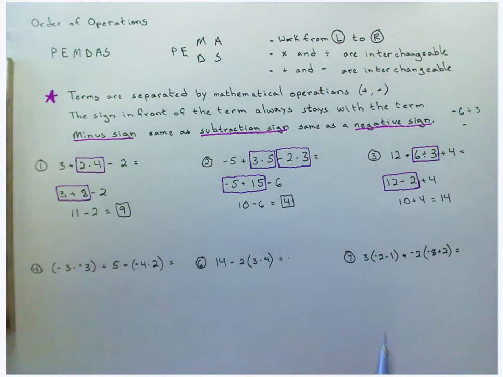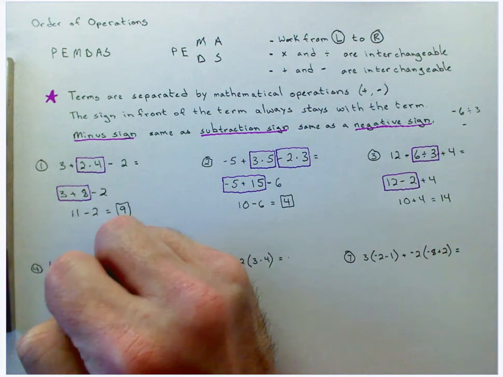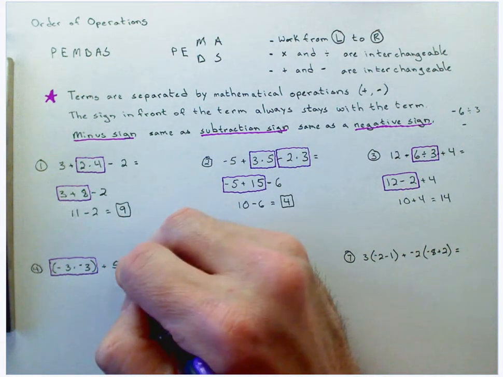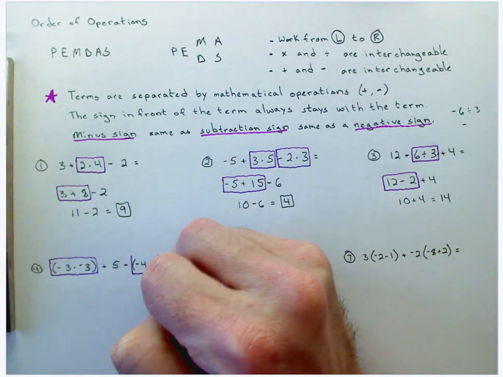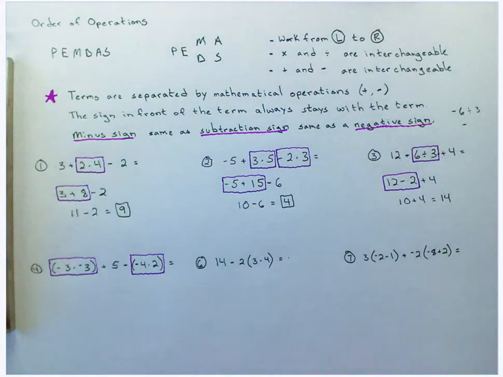Alright, next example. Notice we have parentheses. So I'm going to work what's inside of the parentheses first. Parentheses are what I have to deal with first. The reason that parentheses come first is because you've got to get rid of them before you can actually simplify everything down. You can have parentheses around just a number.